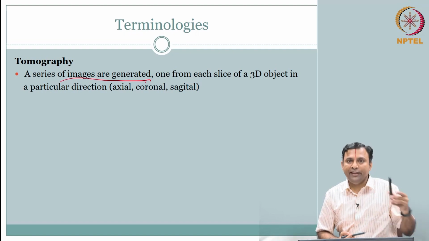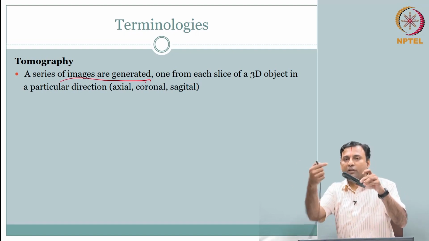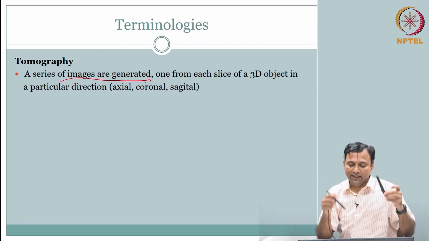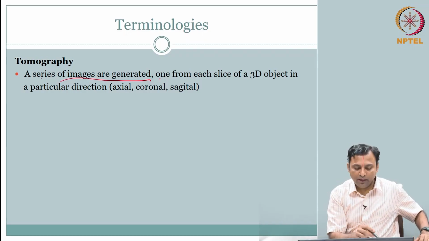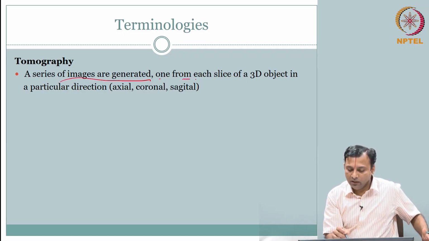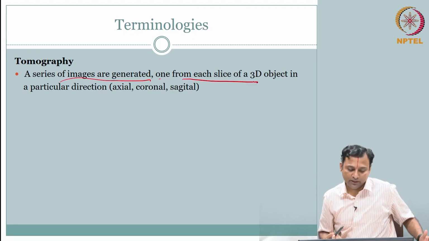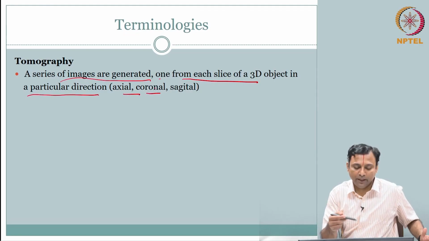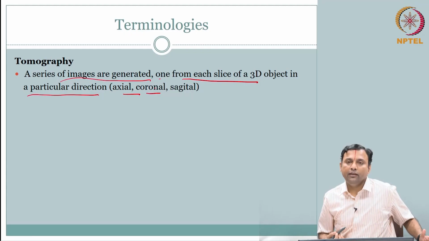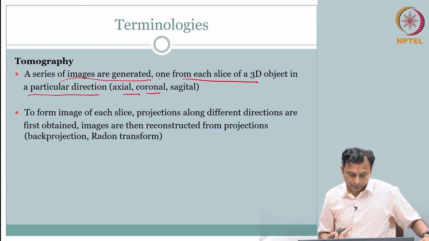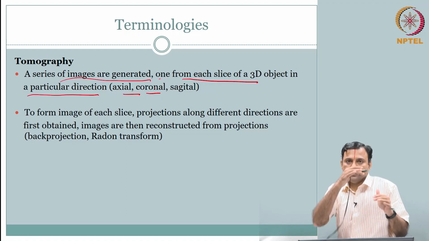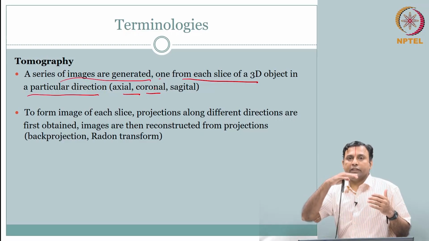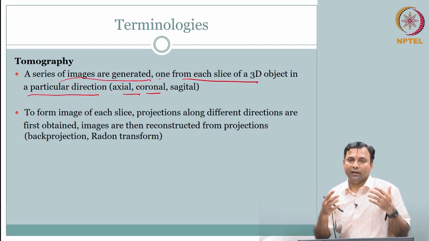In our case, we had a 3D object. When we saw it from different views, we had different projections, different slices. So a series of images is generated, one from each slice of the 3D object in a particular direction. Direction is your view, your axial, coronal or sagittal. Essentially these are just slices. What I want is the cut section view, that is, I want the 3D part of it.